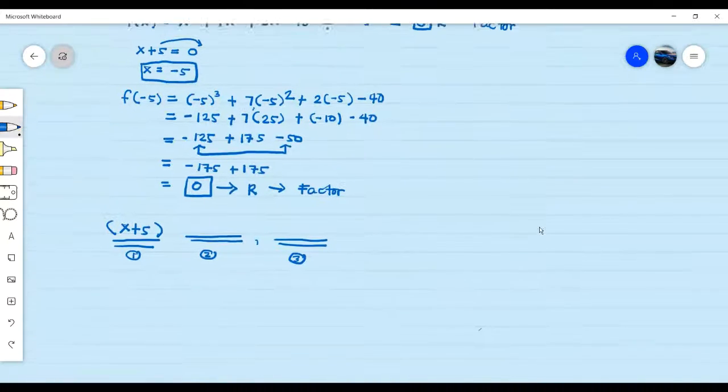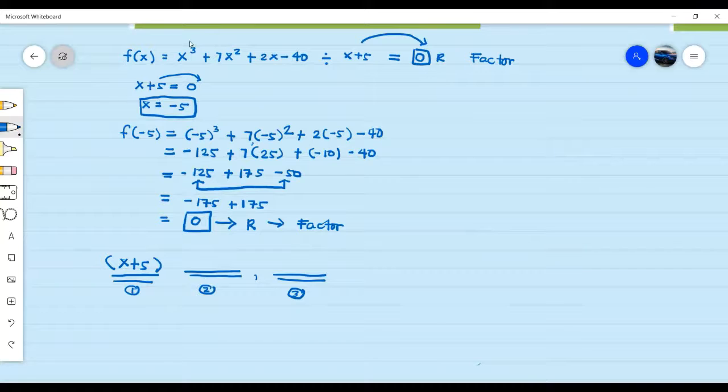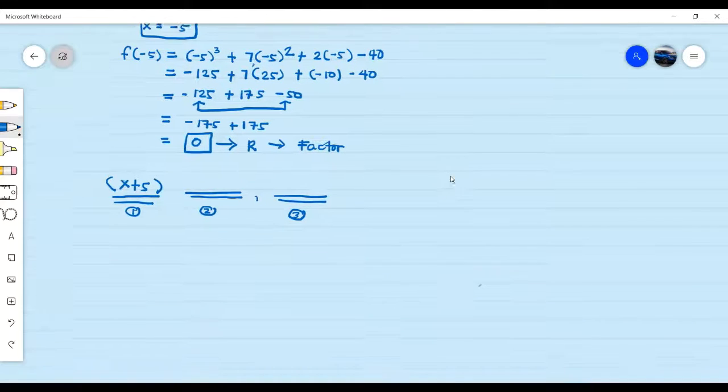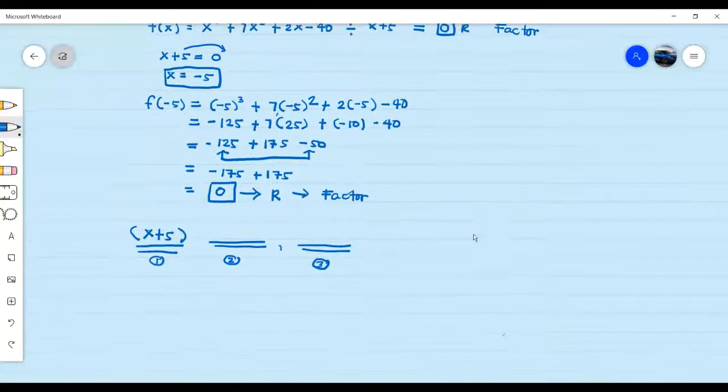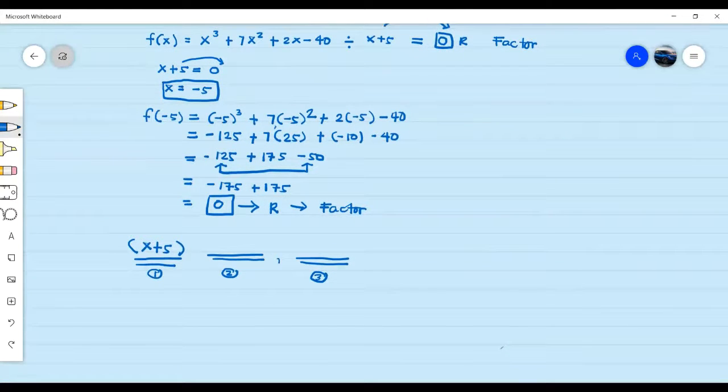If you look at the given polynomial, here we have an exponent that is 3. If the exponent is 3, then we are expecting 3 factors, or at least 3 solutions, or at least 3 roots. Okay, now we will use synthetic division to find the factors of this polynomial completely. So we have the first one, which is given, and then the other two will be solved.